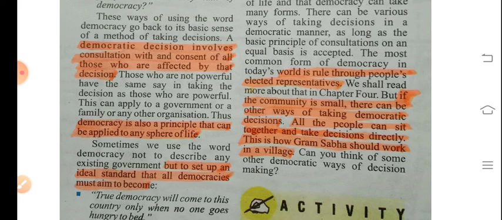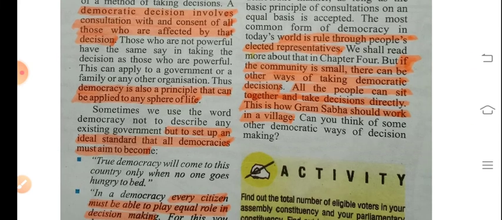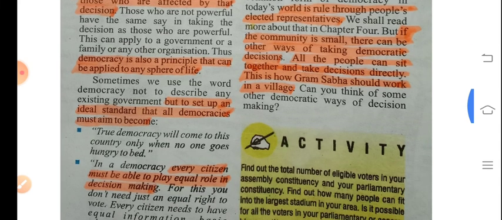Sometimes we use the word democracy not to describe any existing government, but to set up an ideal standard that all democracies must aim to become. We must set up an ideal standard that all democracies indicate: true democracy will come to this country only when no one goes hungry to bed.